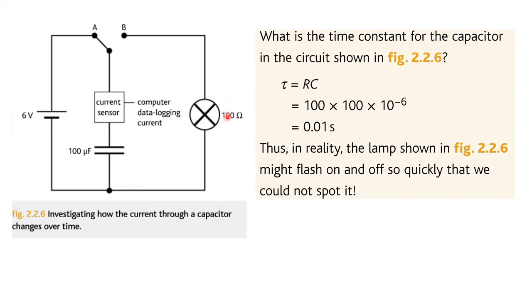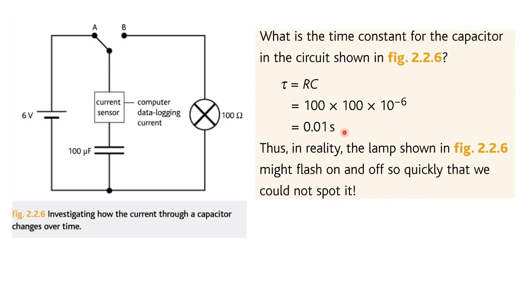So let's work out the time constant for a circuit. For this circuit, the time constant is RC. R is the resistance of the discharging circuit, that is 100 ohms, and the capacitance is 100 microfarads. So you get 0.01 seconds for the time constant of the discharging circuit. So it's a very short time. You can say it's a flash on and off. We could not even spot a time constant like this, right?